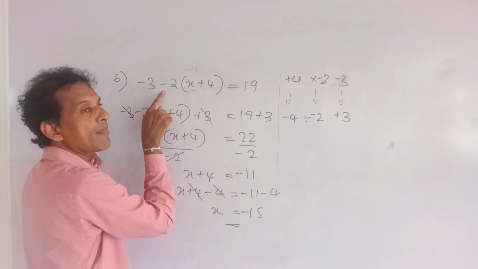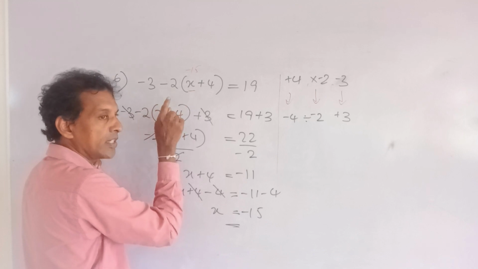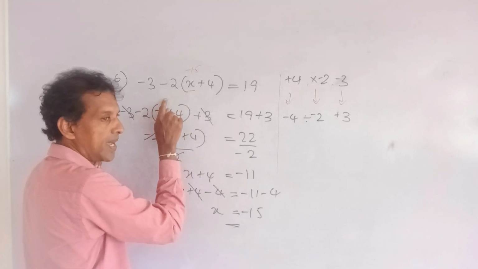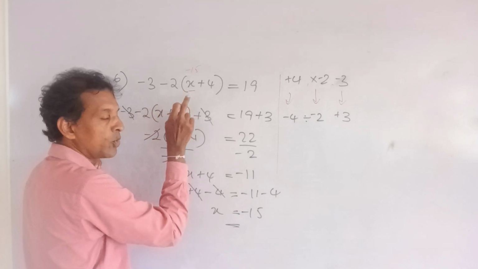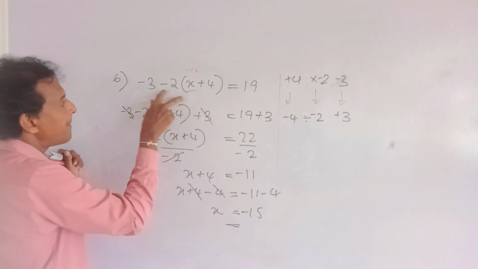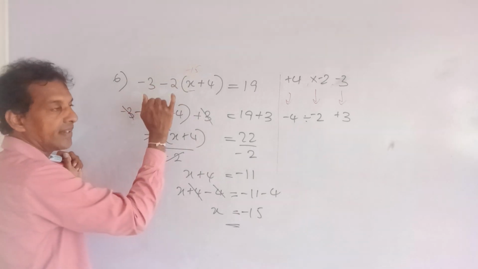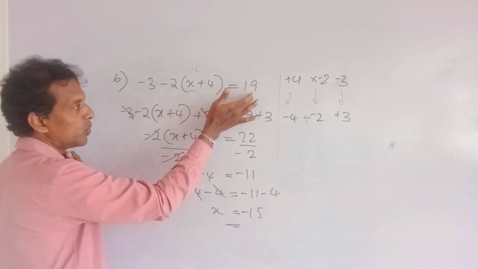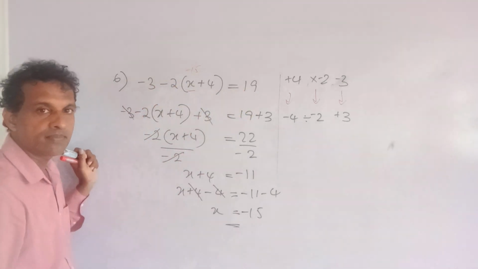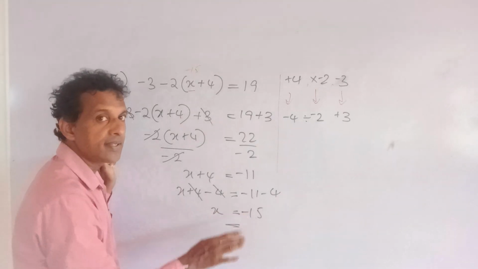Minus 11 multiplied by minus 2. Minus into minus is plus, 2 multiplied by 11 is 22. So 22 minus 3 is 19. So on the left hand side we have 19, which is the same as the right hand side. So the answer we obtained is correct.